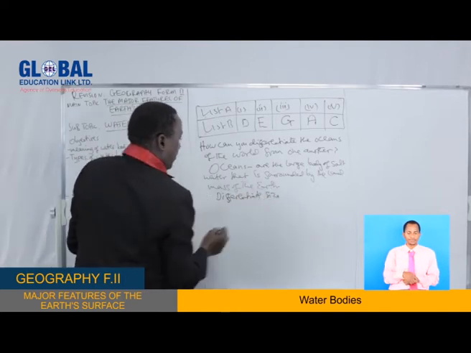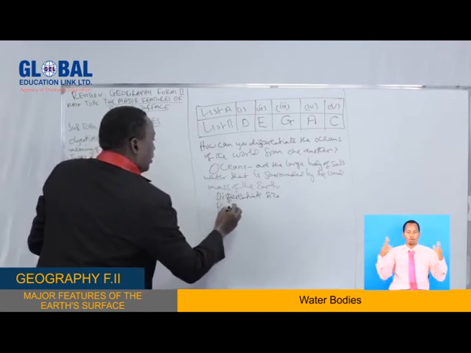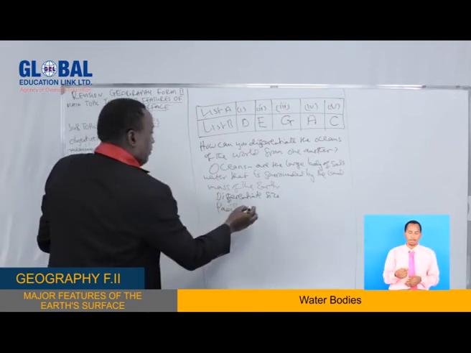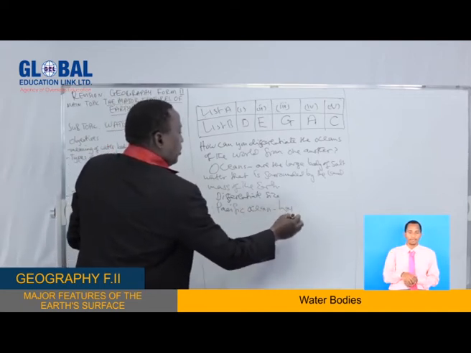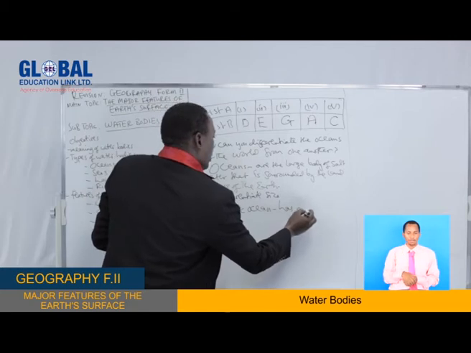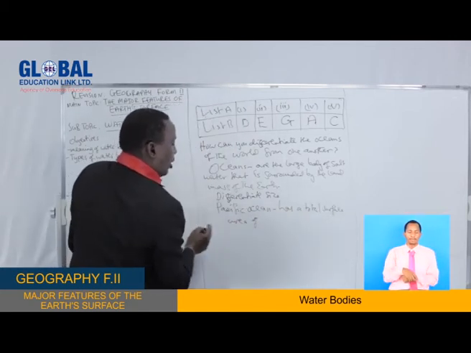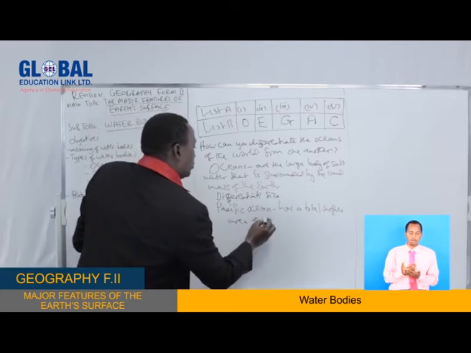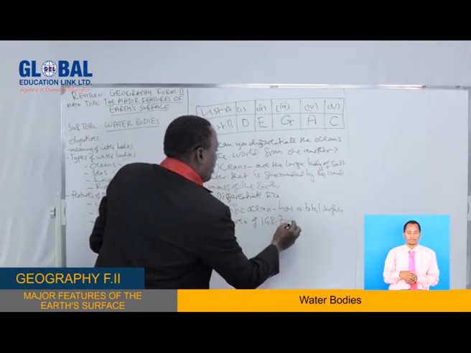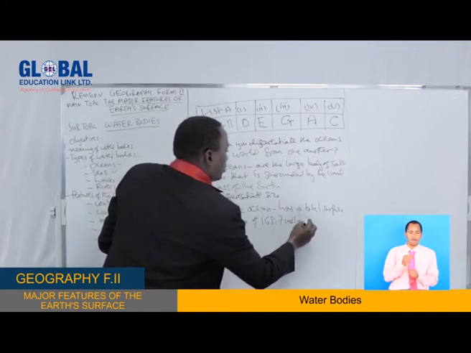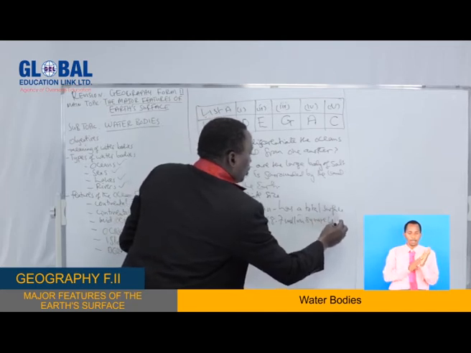by size. Say Pacific, you can give an explanation. Pacific Ocean has a total surface area of 168.7 million square kilometers.